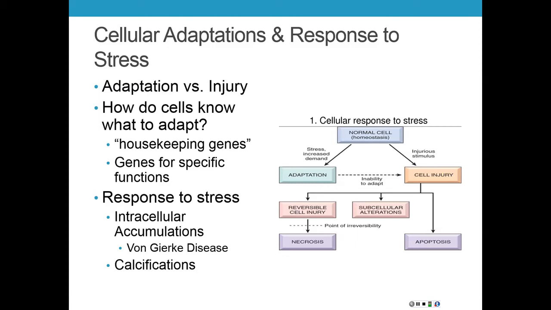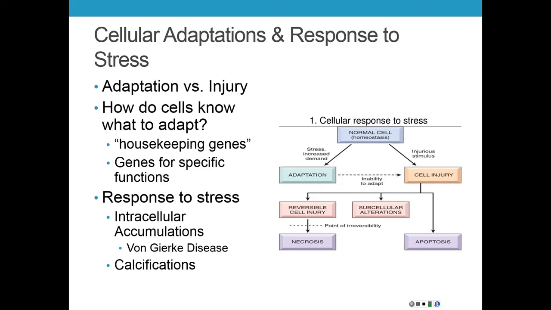These genes maintain the normal functions of the cell, such as making sure there are the right number of cellular organelles, making sure that the cell membrane stays in structure, and making sure the lysosomes do their job to get rid of the old parts of the cell, so you recycle very efficiently. Housekeeping genes do that function.